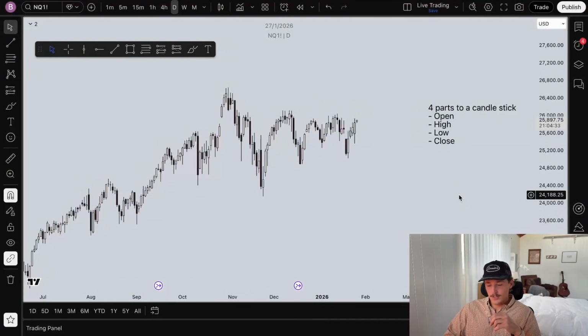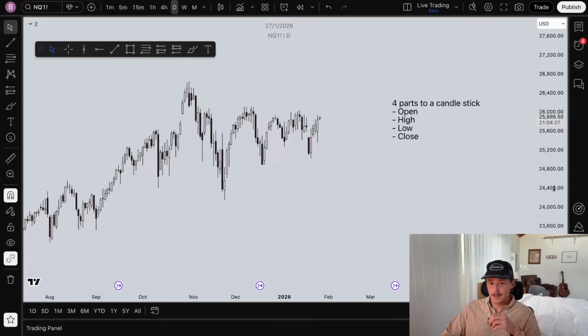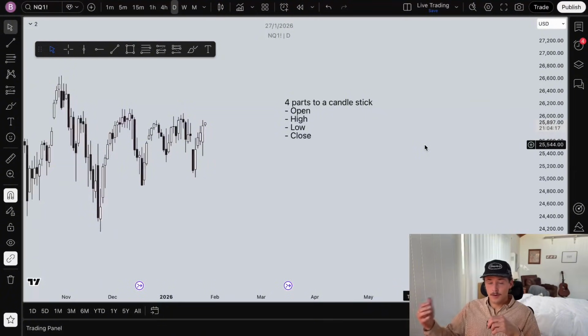There's no specific reason. And there are 4 parts to a candlestick. And again, that is a visual representation of what price is doing for a specific period of time. The 4 parts are: there is an open, there's a high, there's a low, and there's a close.